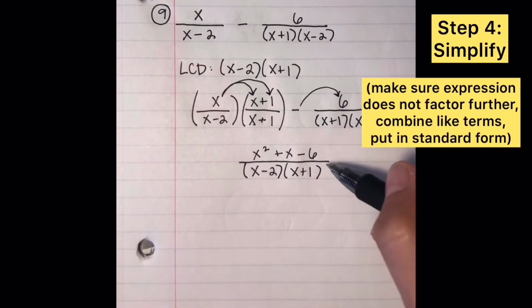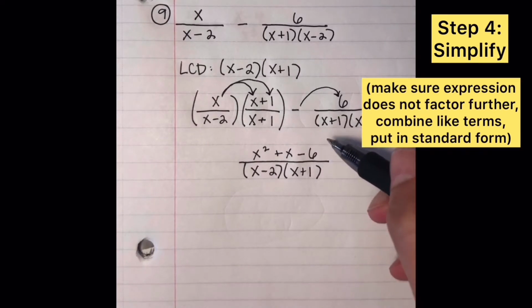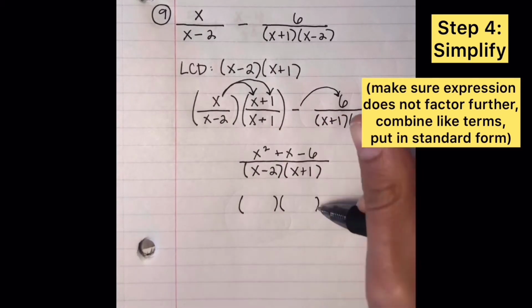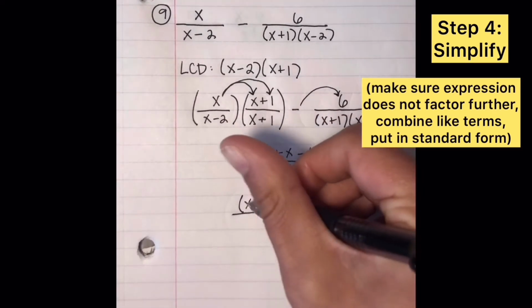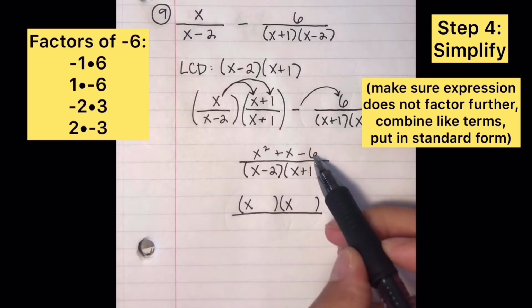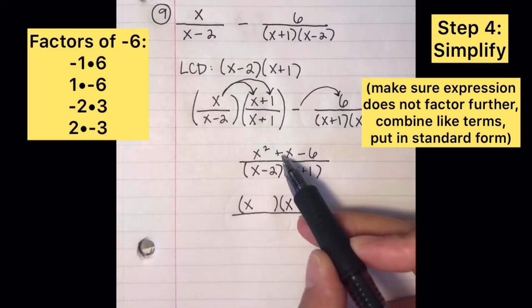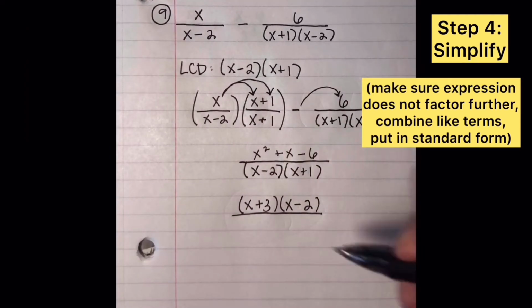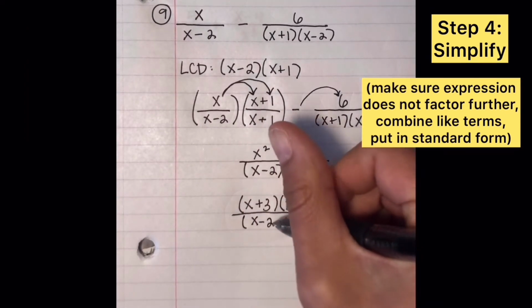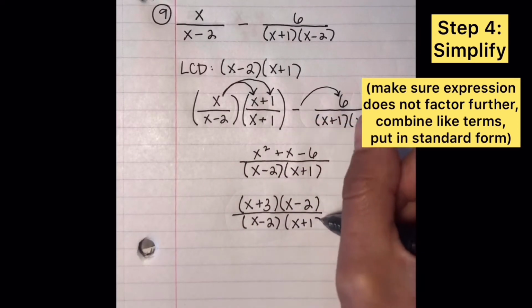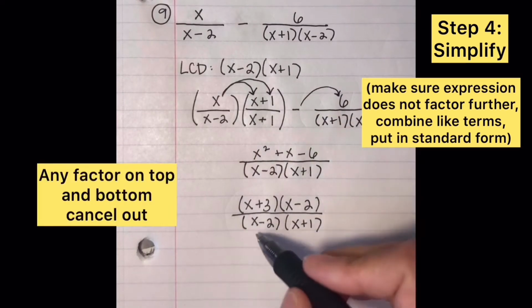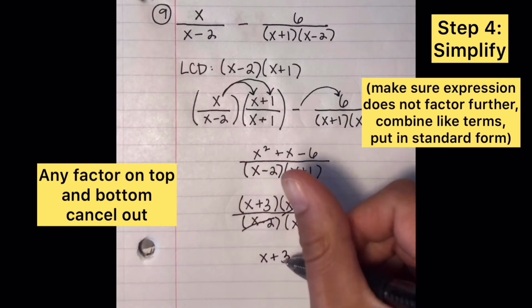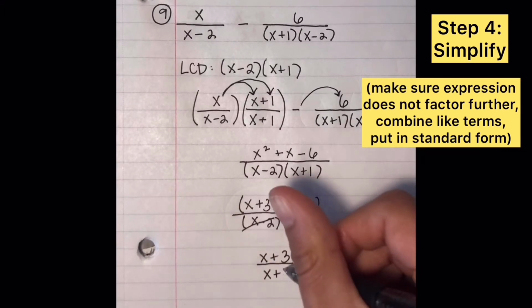Normally this would be where we would stop, but if you notice the top actually keeps going, it continues to factor. So the top breaks down into 2 parentheses, x times x. We need to multiply to get negative 6, but add to get 1. So plus 3, minus 2. And then we've got x minus 2, x plus 1. X minus 2 over x minus 2 cancel. So the final simplified answer would be x plus 3 over x plus 1.